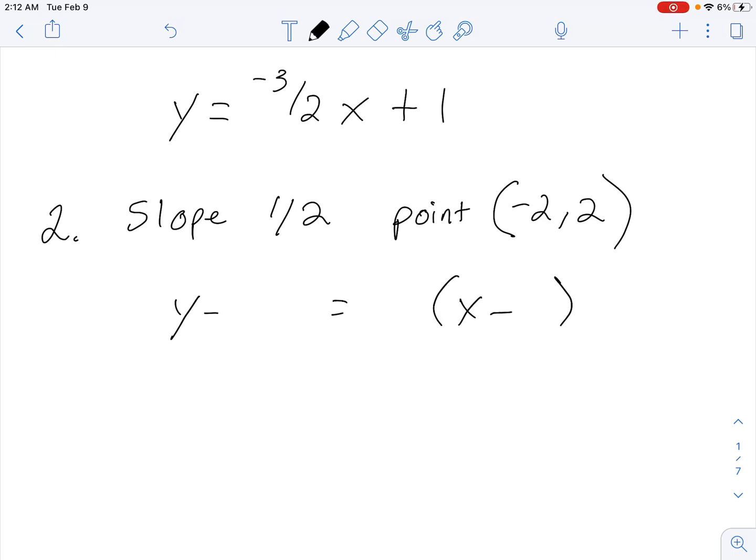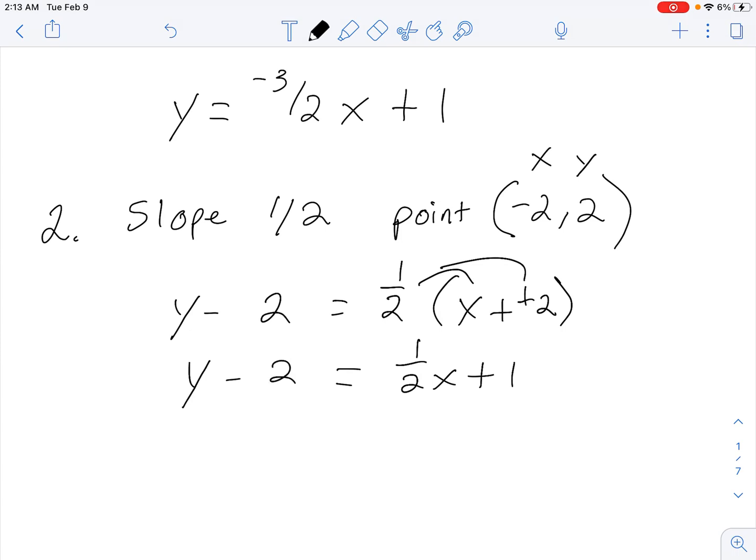All right, and yes, you are required to show this work. This is part of the points on the test. All right, so it's really simple. Slope goes in the middle, x by the x, because remember, that's the x, that's the y, x by the x, y by the y. That turns into a positive, and then you distribute. 1/2 times x is 1/2 x. 1/2 times 2 is 1.